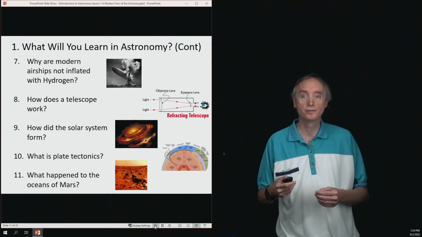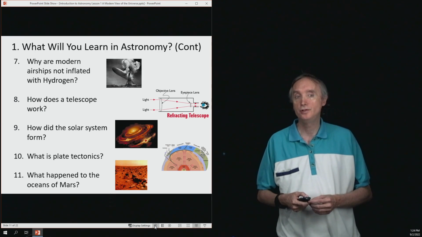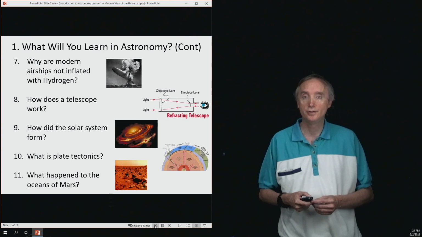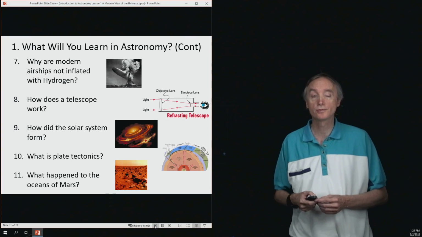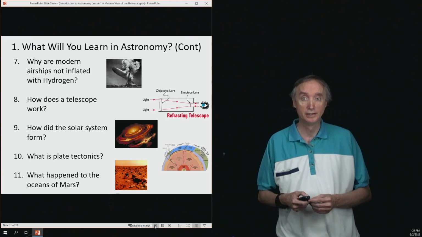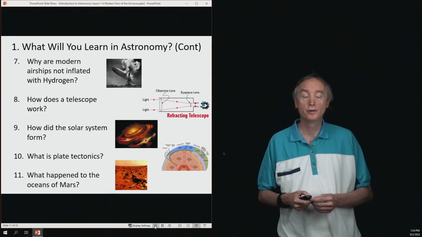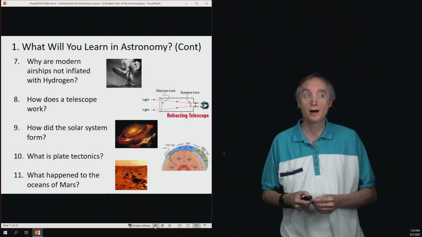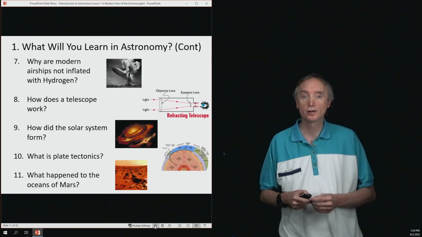In lesson number 9, now we go into unit 2. In unit 2, we're going to talk about the solar system and the planets. So in lesson number 9, we're going to find out where the solar system came from. How did it form?